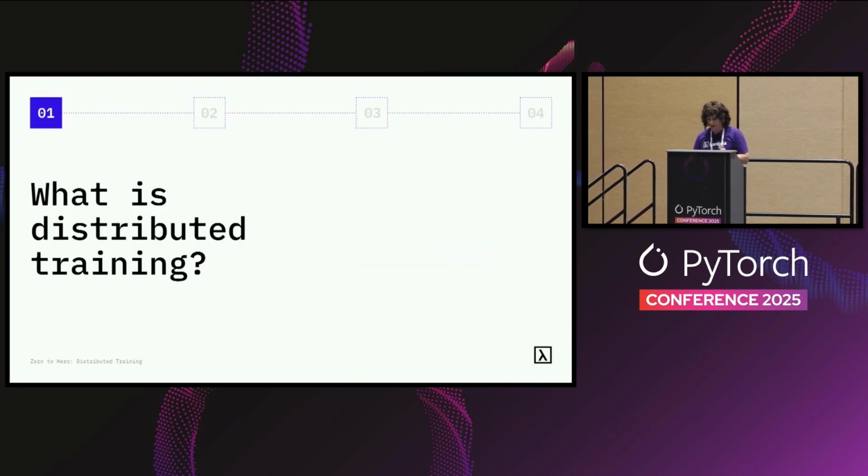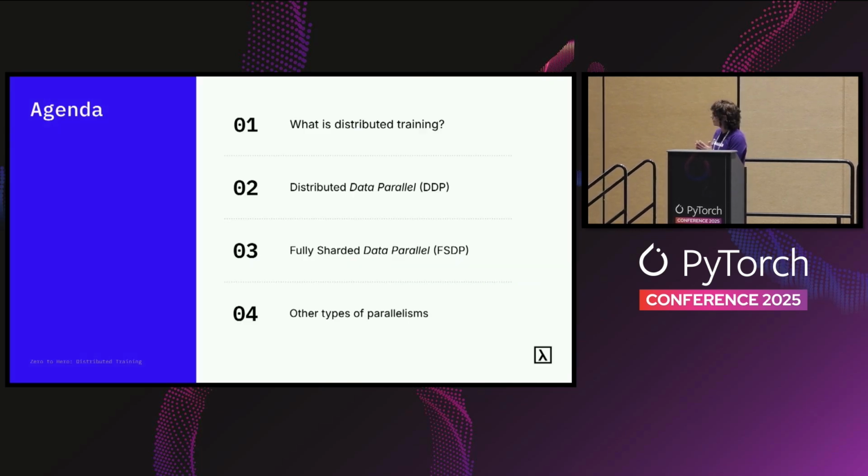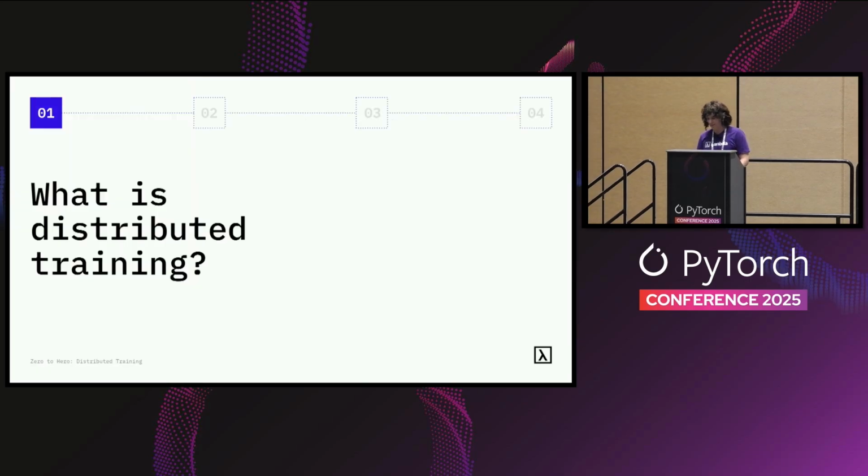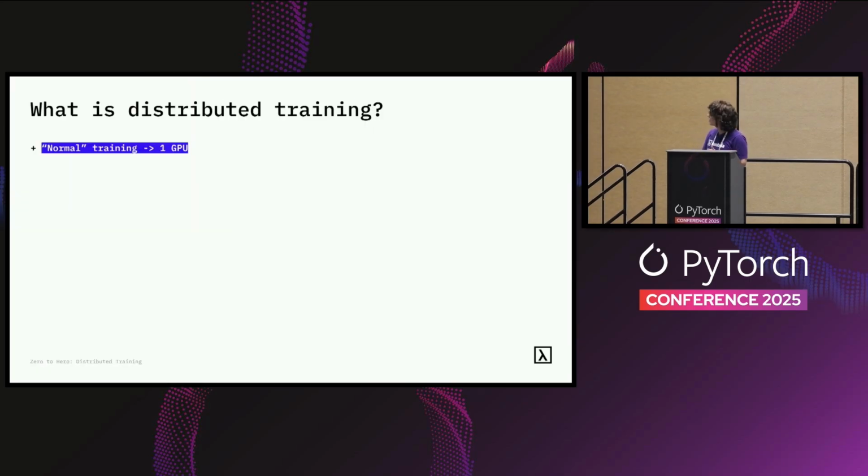OK, so here's our agenda. I'll give a quick background just to get us all on the same page. And then I'm going to talk about 2 data parallelism techniques. I've got some live demos, super risky. And then I'm going to end off talking about some other types of parallelism. I know a lot of people have talked about all the types of parallelism, so we're just going to talk about it more.